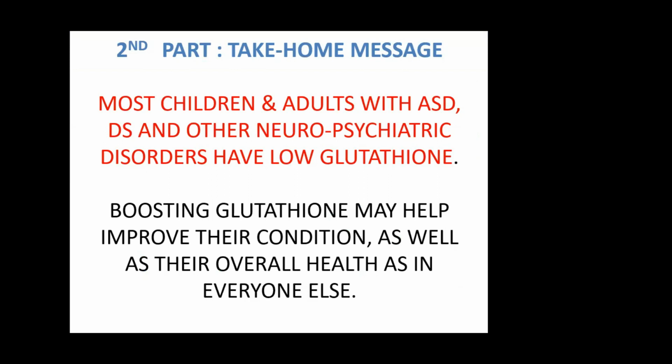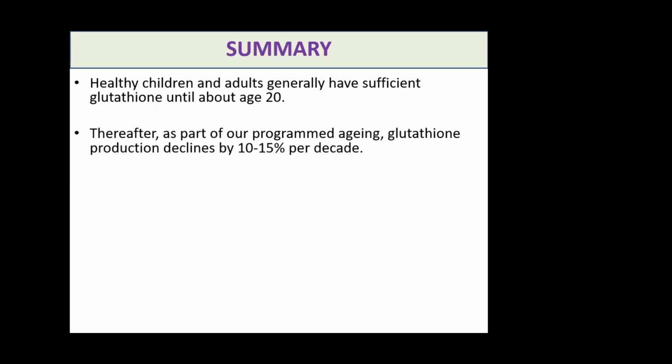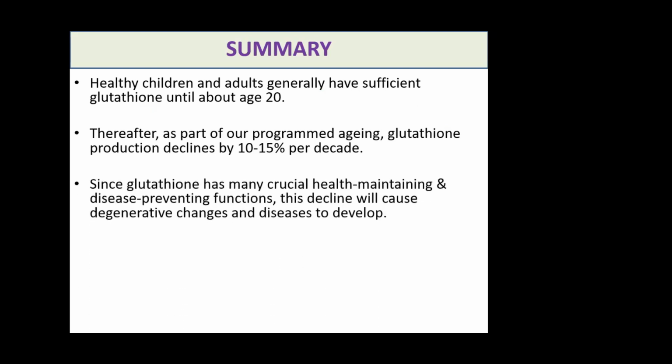So the take-home message for this second part is that most children and adults with ASD, Down syndrome, and other neuropsychiatric disorders have low glutathione. Boosting glutathione may help improve their condition as well as their overall health, as in everyone else. In summary, healthy children and adults generally have sufficient glutathione until about age 20. Thereafter, as part of our programmed aging, glutathione production declines by 10 to 15% per decade. Since glutathione has many crucial health-maintaining and disease-preventing functions, this decline will cause degenerative changes and diseases to develop.